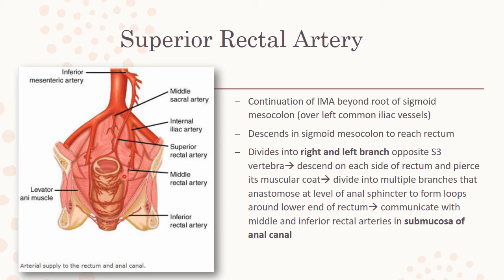These right and left branches basically arise opposite to the level of S3 sacral vertebra. They descend on each side of the rectum and they pierce the muscular coat of the rectum. Once they pierce the muscular coat, they are going to divide into multiple small branches which are anastomosing at the level of the anal sphincter to form loops around the lower end of the rectum. Over here, these are anastomosing with the middle and inferior rectal arteries in the submucosa of the anal canal.